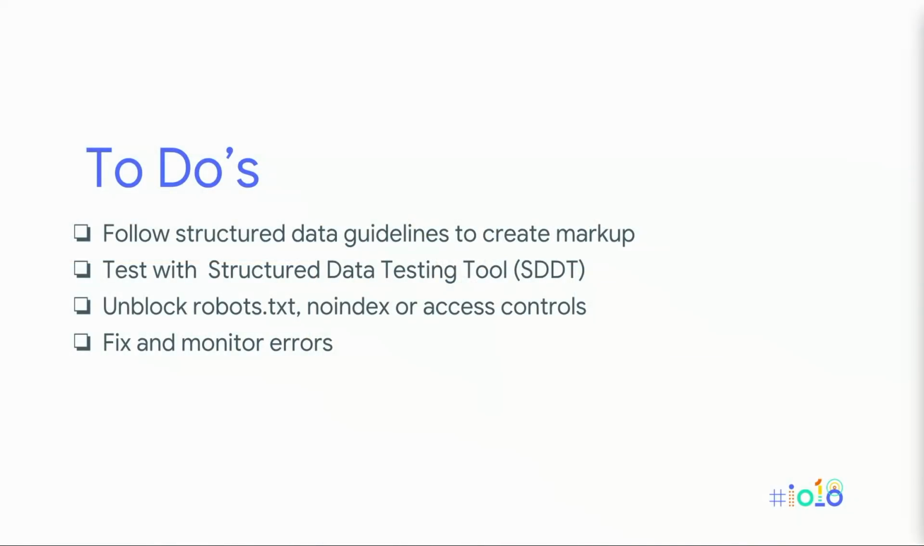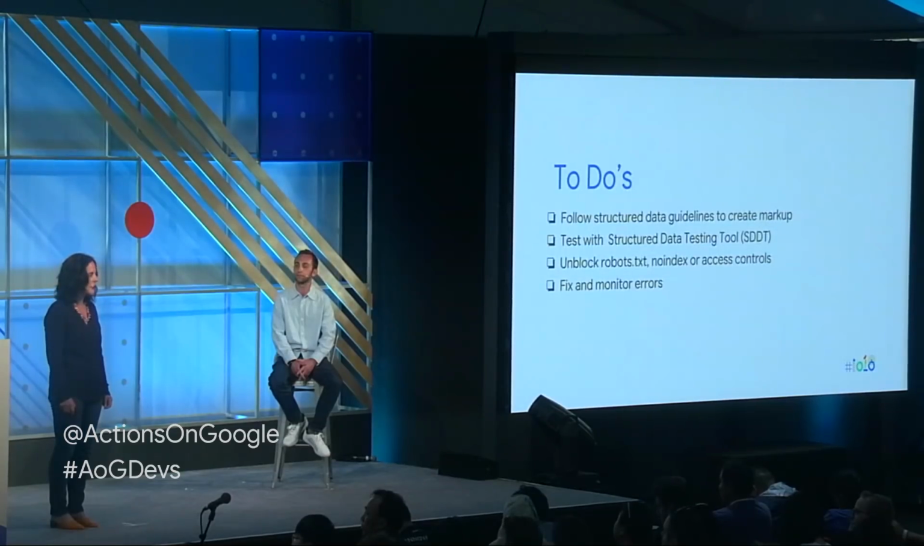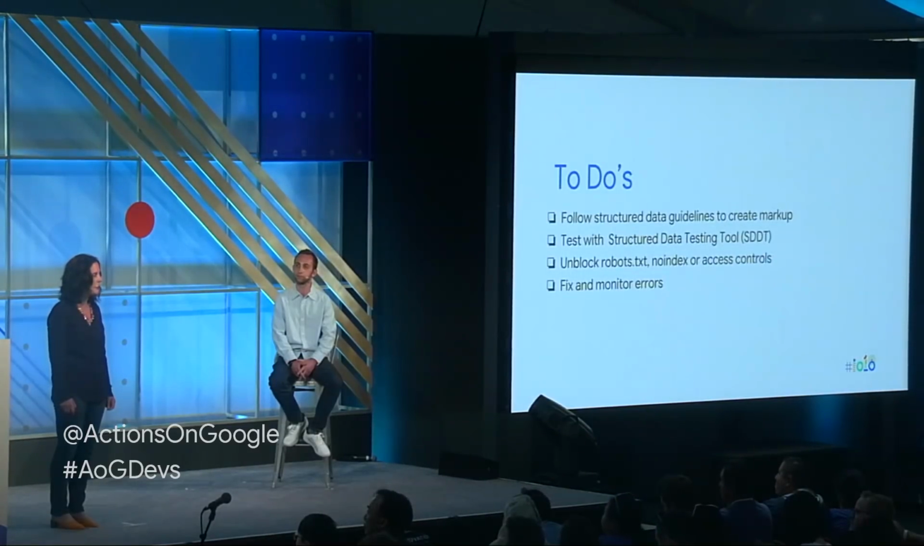So to summarize our family recipe site optimization process with structured data, we followed the structured data guidelines to create the markup using JSON-LD. And remember, you can follow well-documented examples rather than starting from scratch. We then validate our code using the structured data testing tool, which is probably going to be an iterative process where you find and fix errors. Make sure to unblock robots.txt, no index, or any access controls, which might keep the crawlers from getting to your markup. And you're going to fix and monitor errors and re-index the site as you change it.